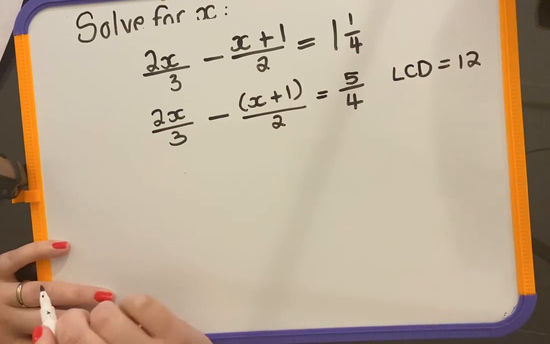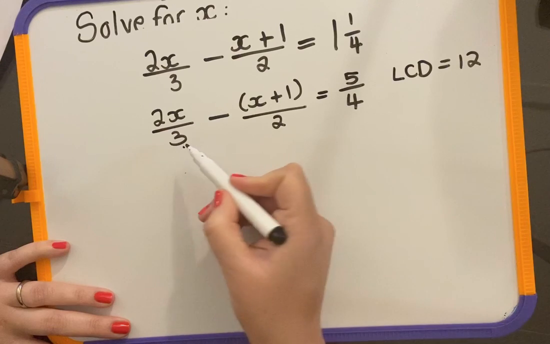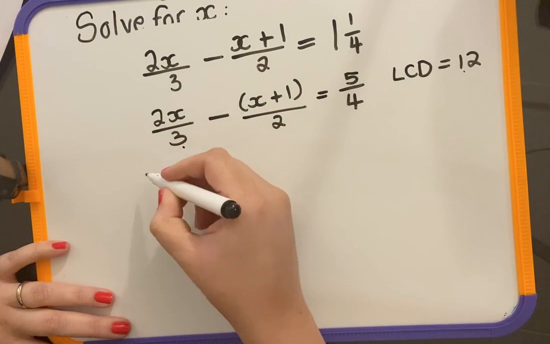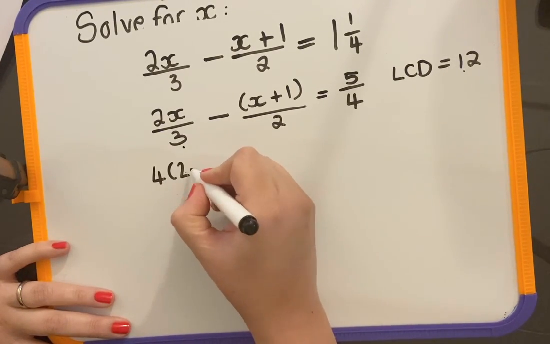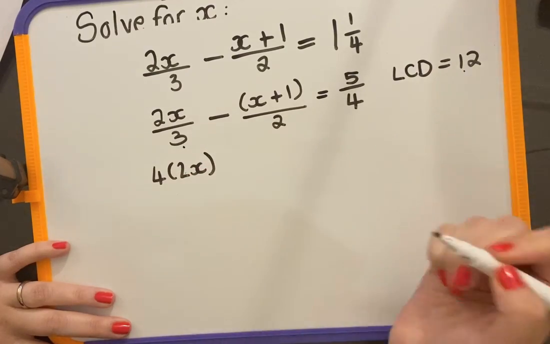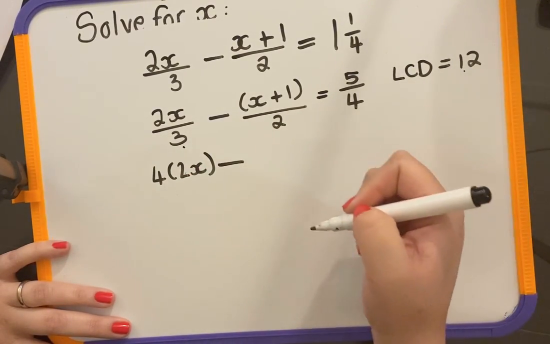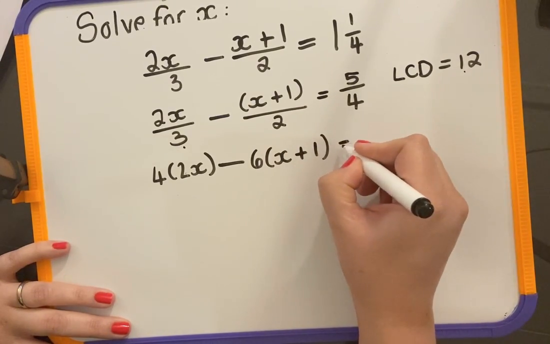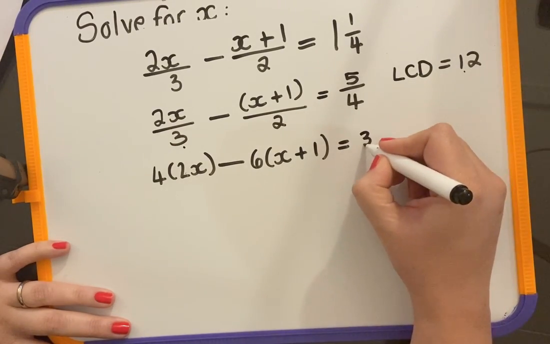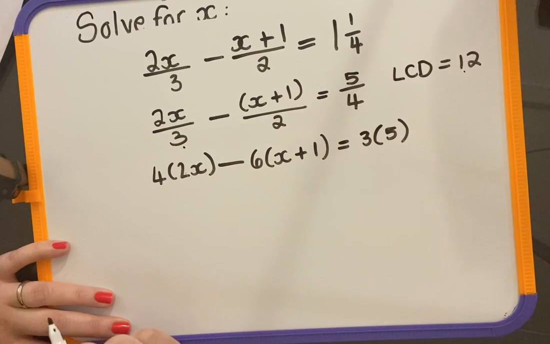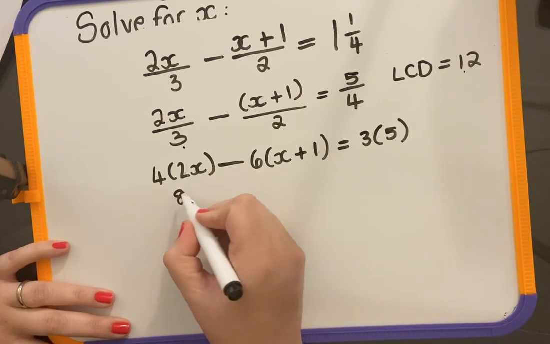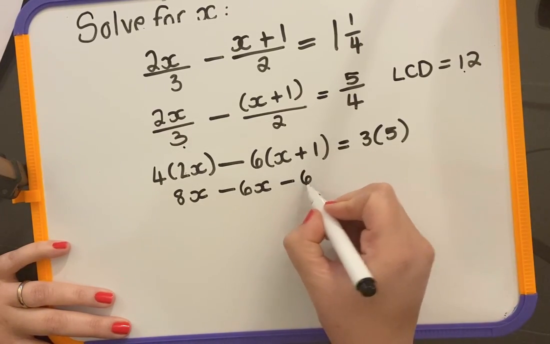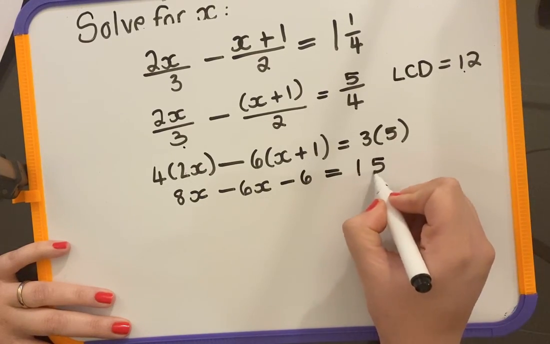Again, you could write them all over 12, but it is not necessary. We say 3 to get to 12, what do I do? I multiply by 4. We say 4 multiplied by 2x. You could go straight into 4 times 2 is 8. 2 to get to 12, we multiply by 6. And 4 to get to 12, we multiply the 5 by 3. So we say 8x minus 6x minus 6 equals 15.